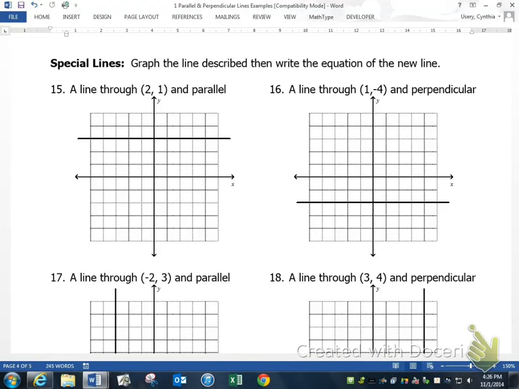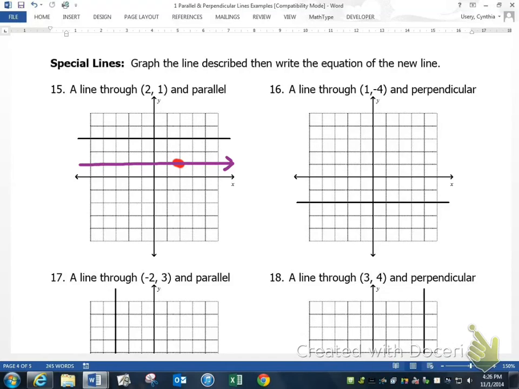Okay, this is the second part of the writing equations of parallel and perpendicular lines, and we are going to write equations of some special lines. We're going to graph the line described, then write the equation of the new line. So we want to draw a line through (2, 1) and parallel to the one that's on there. Well, the one that's on there is horizontal, and if it needs to go through the point (2, 1), then it's going to go through this point right there, and we're going to draw the horizontal line that goes through that point.